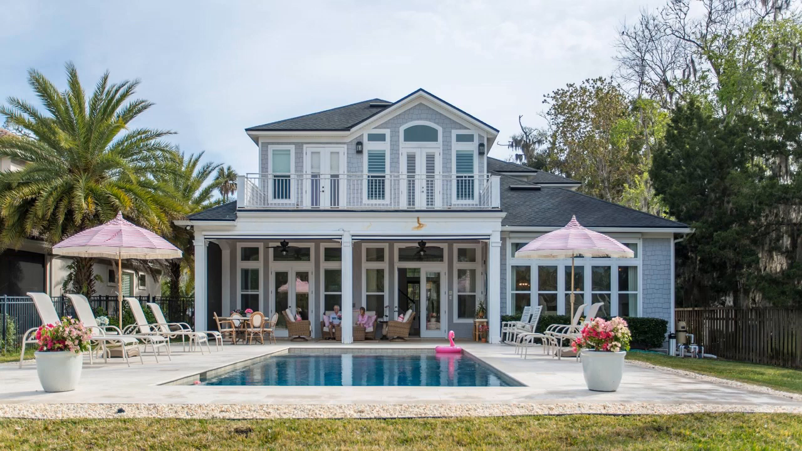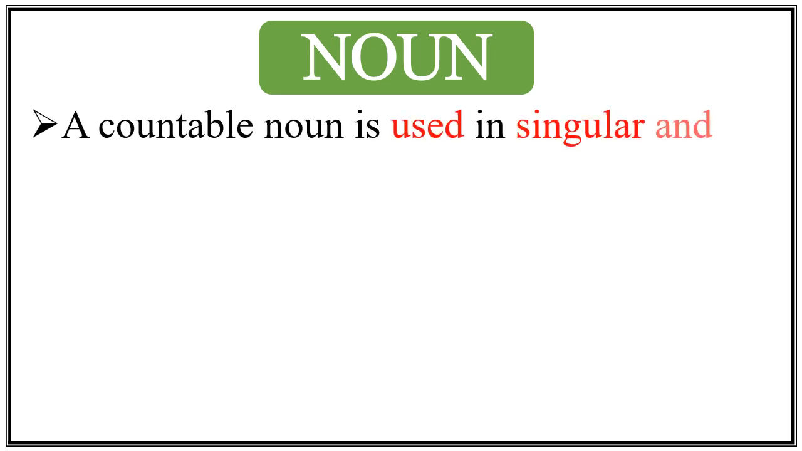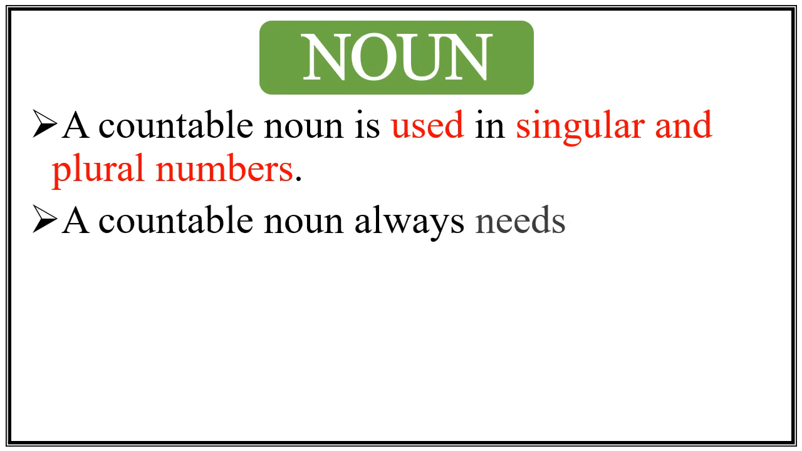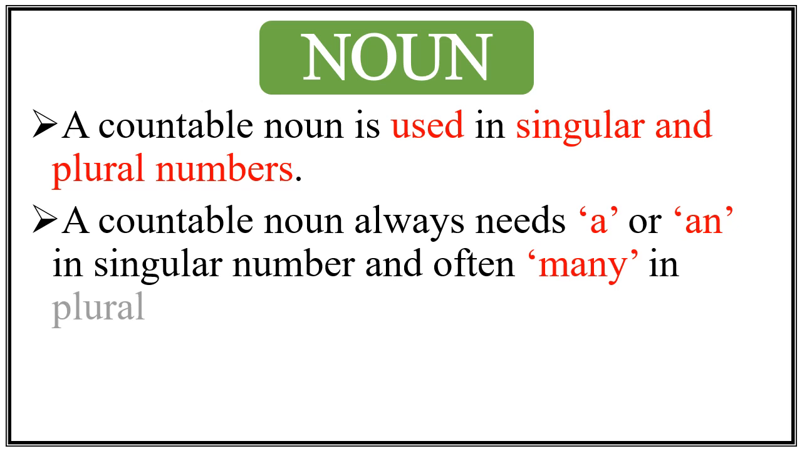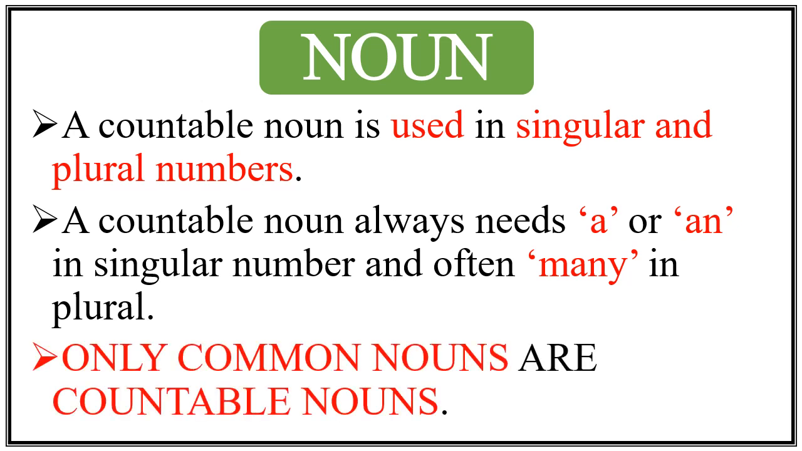Remember 2 important things about countable nouns. 1. A countable noun is used in singular and plural numbers. 2. A countable noun always needs a or an in singular number and often many in plural. And also keep in mind a very important thing. That is, only common nouns are countable nouns.